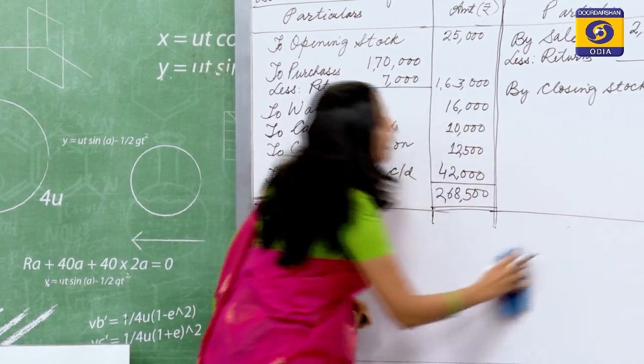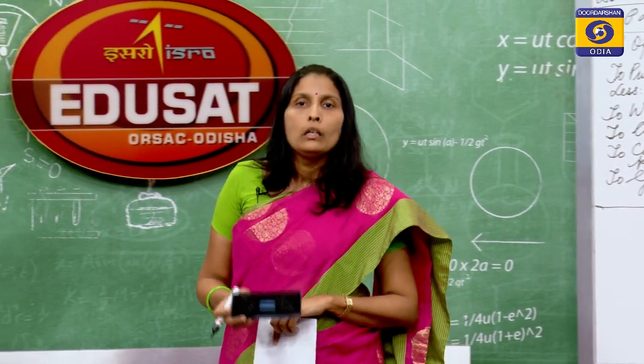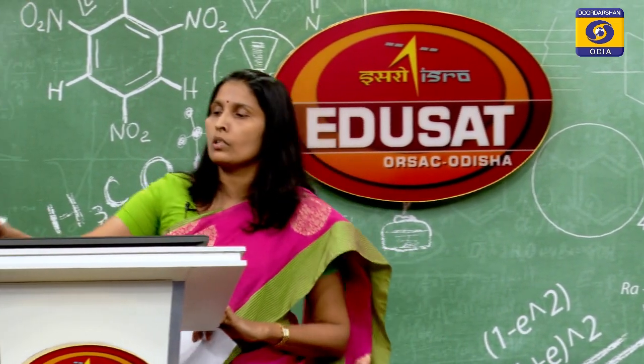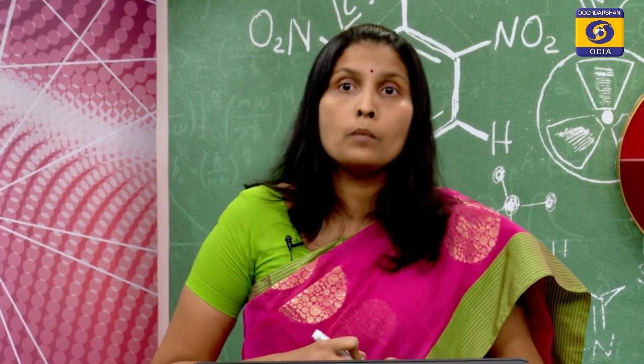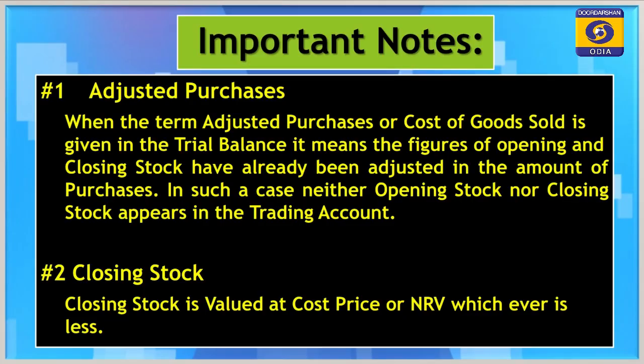So students, you need to work with more of different problems related to trading account, and there are some important points I would like to discuss regarding the preparation of trading account. If you come across the term adjusted purchases or cost of goods sold in the trial balance, it means that the figures of opening and closing stock have already been adjusted in the amount of purchases. In such a case, neither opening stock nor closing stock appears in the trading account. And remember that if closing stock is given to you with two values, cost price and also the market price or net realizable value, then we will have to take whichever figure is less.